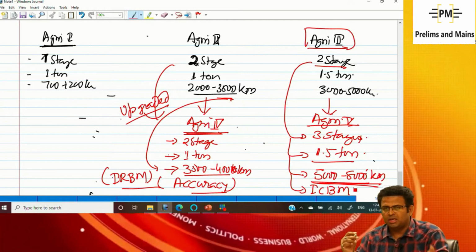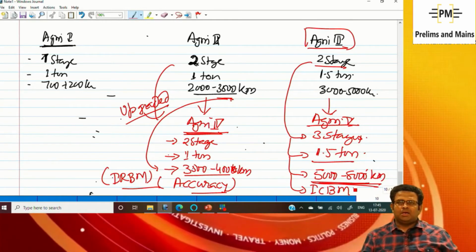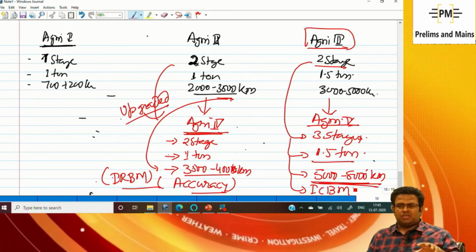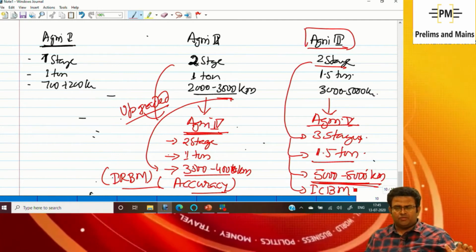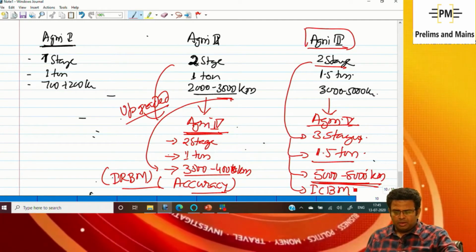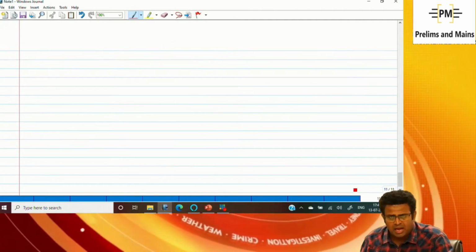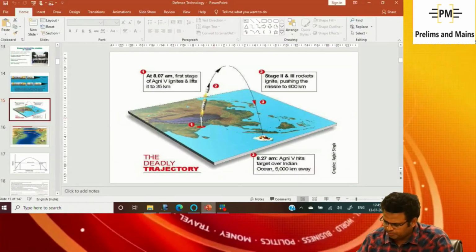So this is the first intercontinental ballistic missile of India, Agni 5, and as far as the international community is concerned, it is the only one. Perhaps it is clear. I tried to make it very clear.